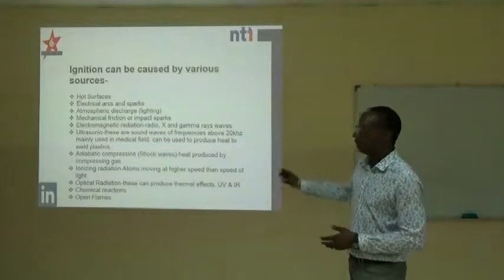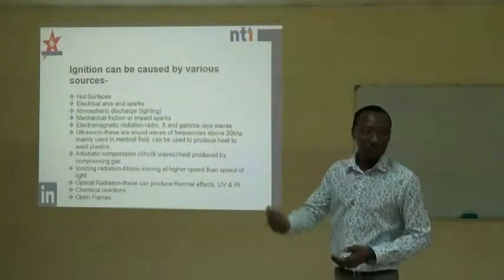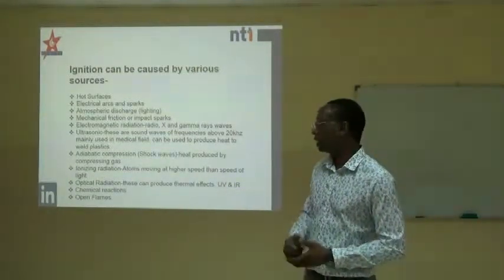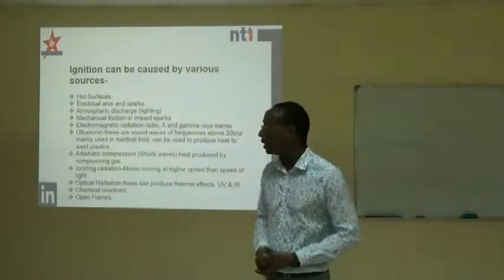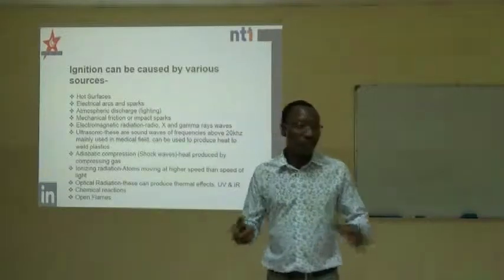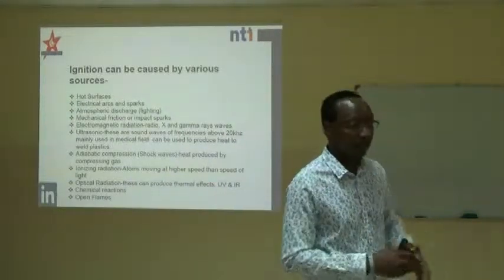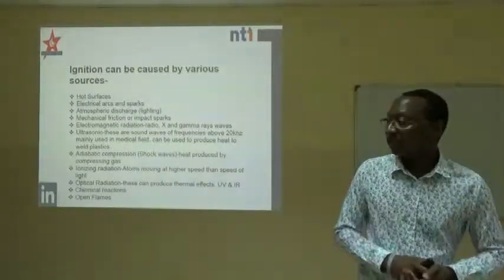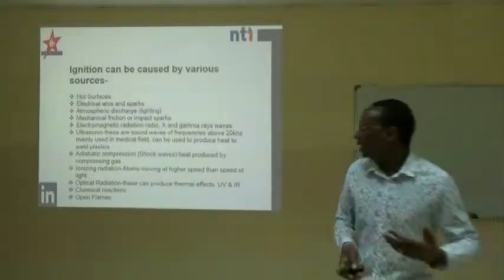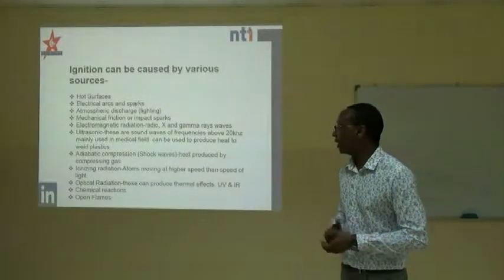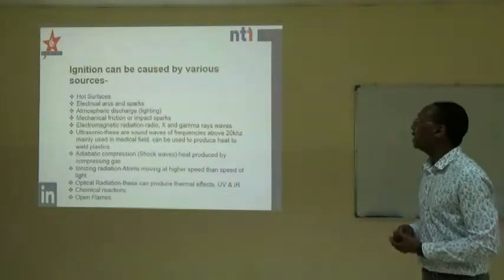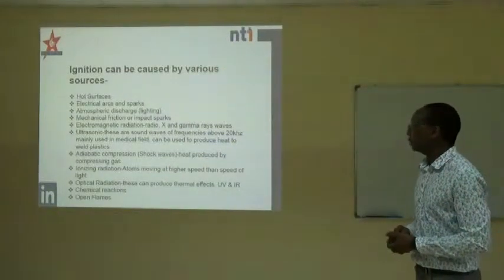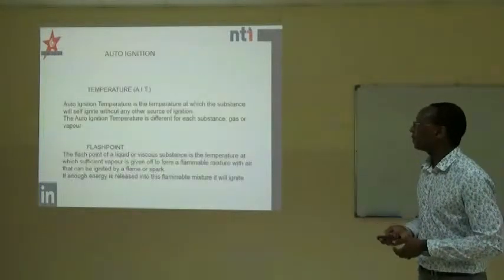Open flames, this is obvious. Open flame, we're referring to things like cigarette lighters. A cigarette lighter is not supposed to be taken into the plant. It's a very big hazard. So I know every one of you knows that, and no one is going to try to use any cigarette lighter in the plant. So basically these are our main ignition sources that we must be aware of when we are working.